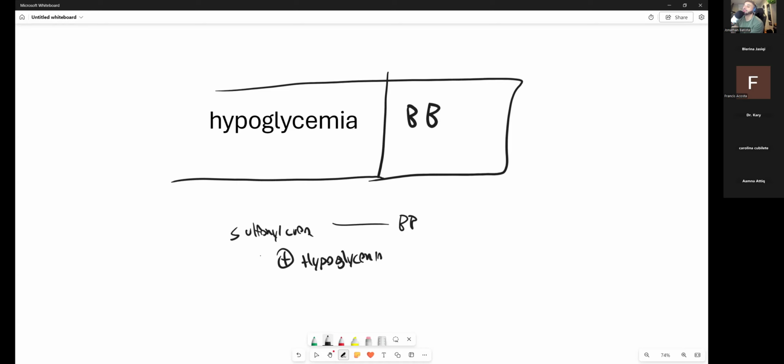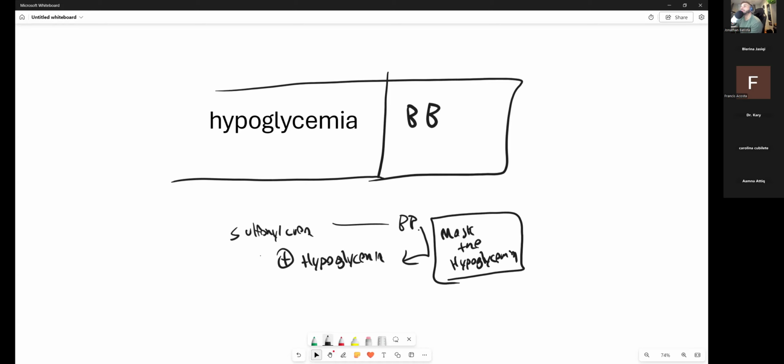Hypoglycemia. But guess what? The beta blocker will mask this type of effect. It will mask the hypoglycemia. That way you won't show this at all. That can be a very serious issue because you wouldn't be able to tell that the patient is having this type of symptoms. That's very important.